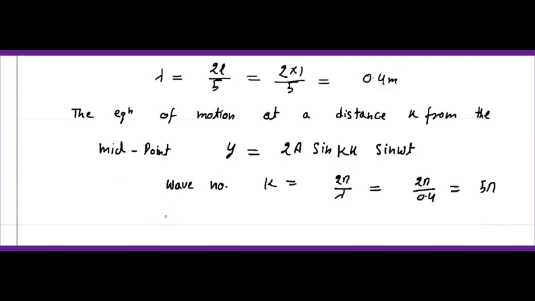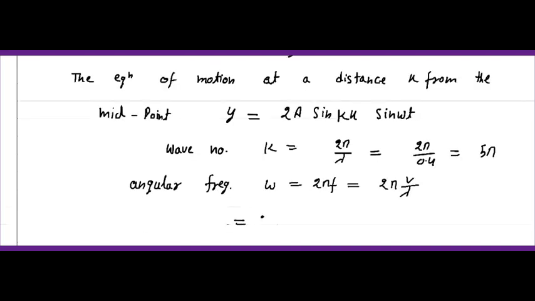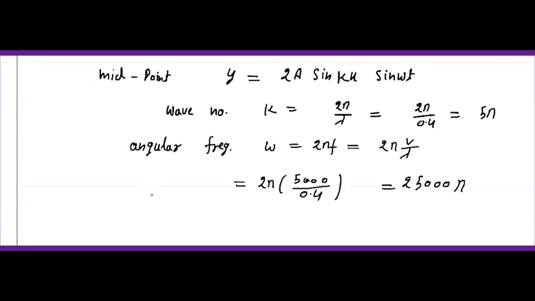Now the angular frequency omega is equal to 2 pi f, and here it is equal to 2 pi v by lambda. Now we put the values: 2 pi, v is 5000, lambda is 0.4 radian per second. So it is equal to 25,000 pi radian per second. Now x is given as 2 centimeters.